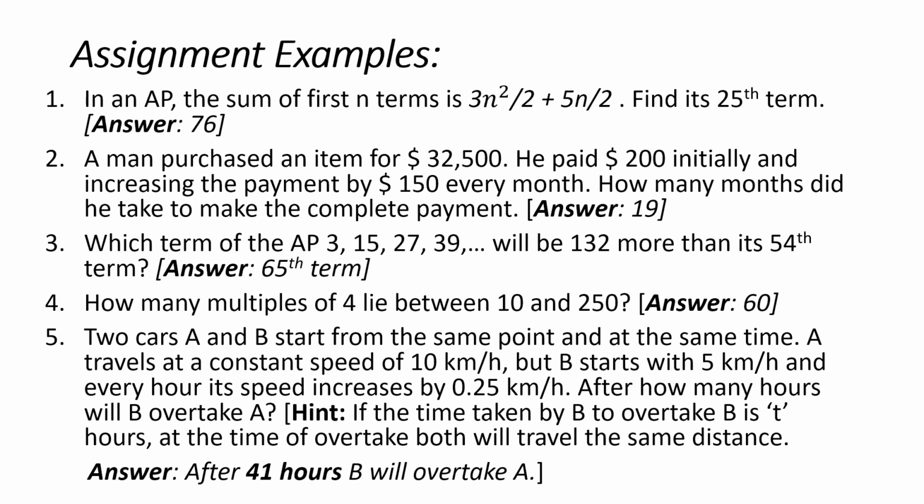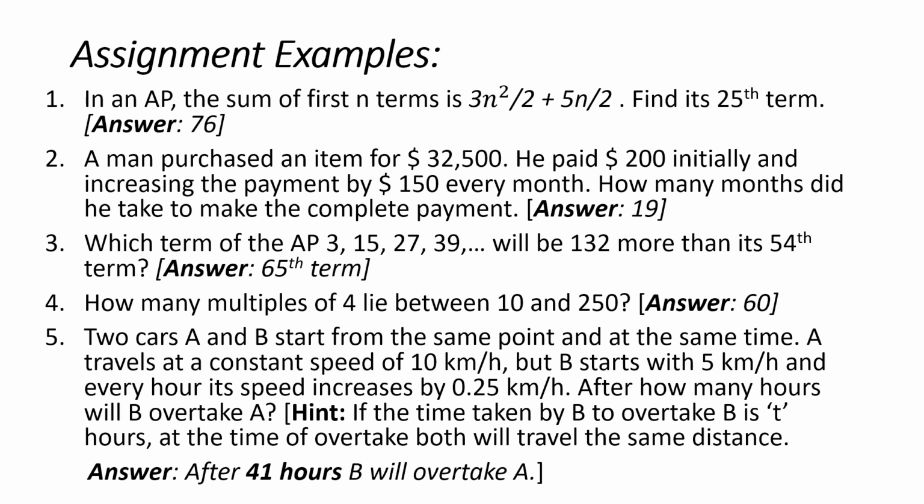Second one: a man purchased an item for $32500. He paid $200 initially and increased the payment by $150 every month. How many months did he take to make the complete payment? So the initial amount is given and it is increasing every month by 150. So it is an arithmetic progression. You just have to find the value of n, the number of months he takes to complete the whole payment of 32,500. The answer is n is 19.